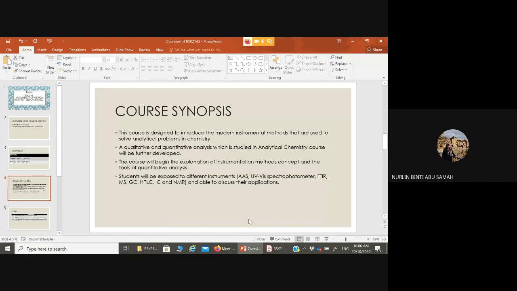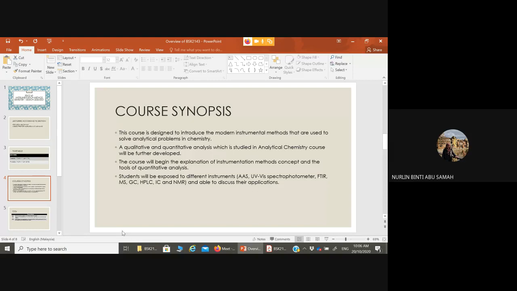Next, students will be exposed to different instruments, like AAS, atomic absorption spectrometer, and UV-Vis spectrophotometer. I believe most of you have already had hands-on experience with the UV-Vis spectrophotometer. But in this course, you will learn a lot about the instrument itself, not the analysis. What is the main thing in this instrument, like a schematic diagram of the instrument. FTIR is Fourier transform infrared.